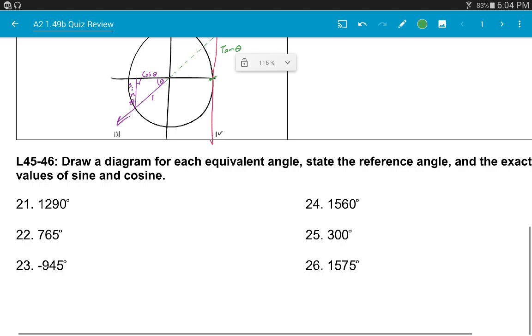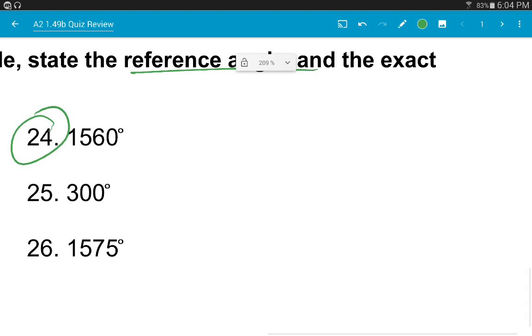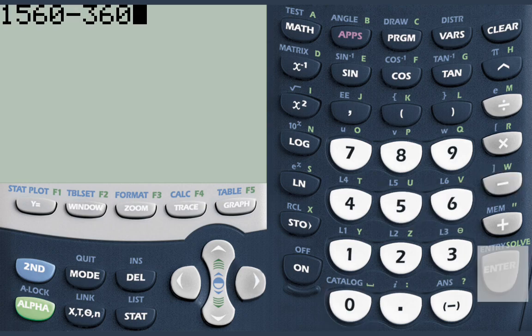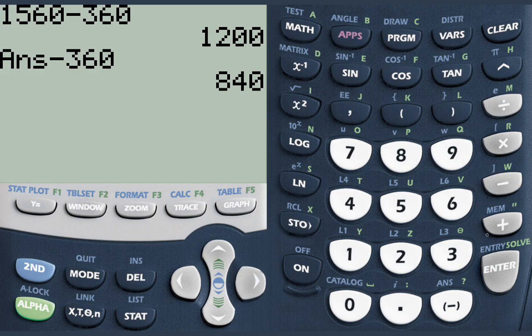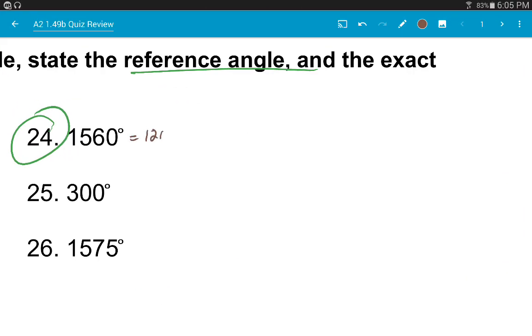Draw a diagram for each equivalent angle, state the reference angle and the exact values of sine and cosine. I'll do 24, 1560. So draw the diagram, reference angle, sine and cosine. Got it. So 1560 is too big, so let's fix it first. I'm going to subtract 360 until it's fixed. Still too big. Still too big. Still too big. 120. Okay. This is equal to a 120 degree angle.